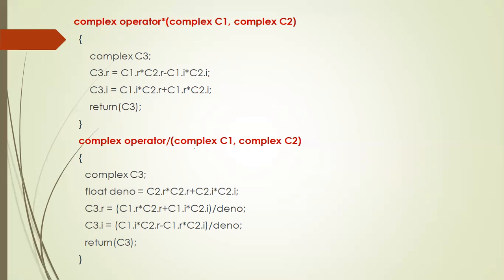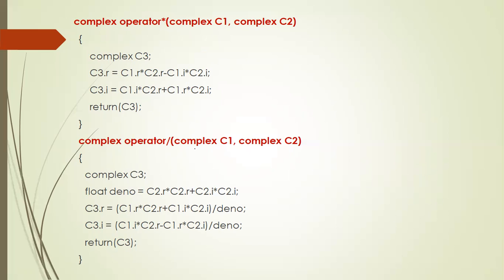C3 dot R equal to, wherever C1 is there, you just remove the word C1. It simply becomes C3 dot R equal to R into C2 dot R minus I into C2 dot I. Again, C3 dot I equal to I into C2 dot R plus R into C2 dot I, return C3.